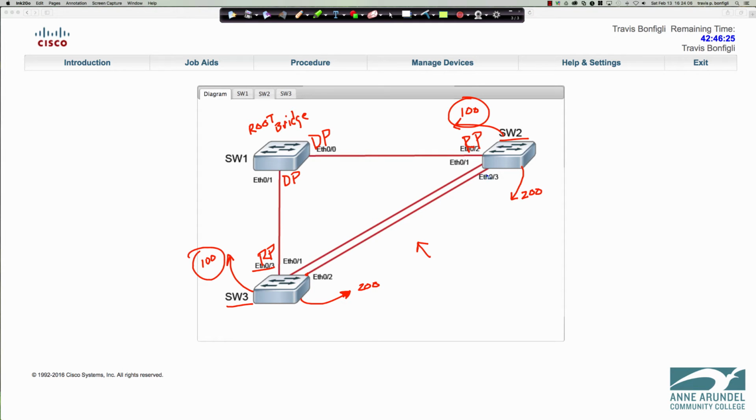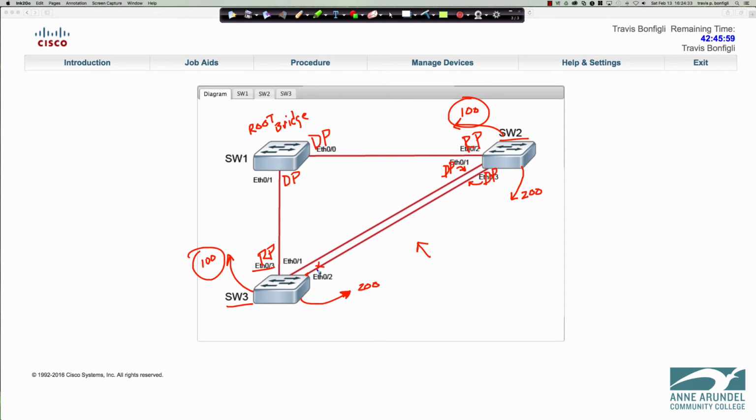Therefore switch 2 will say, I am the designated port for that segment. And when we go to evaluate this next segment, it's the same thing, because on this segment between switch 2 and switch 3, they're both sending the same BPDUs. Therefore switch 2 says, yep, since I've got the lower MAC address, I will be the designated port on this segment as well.